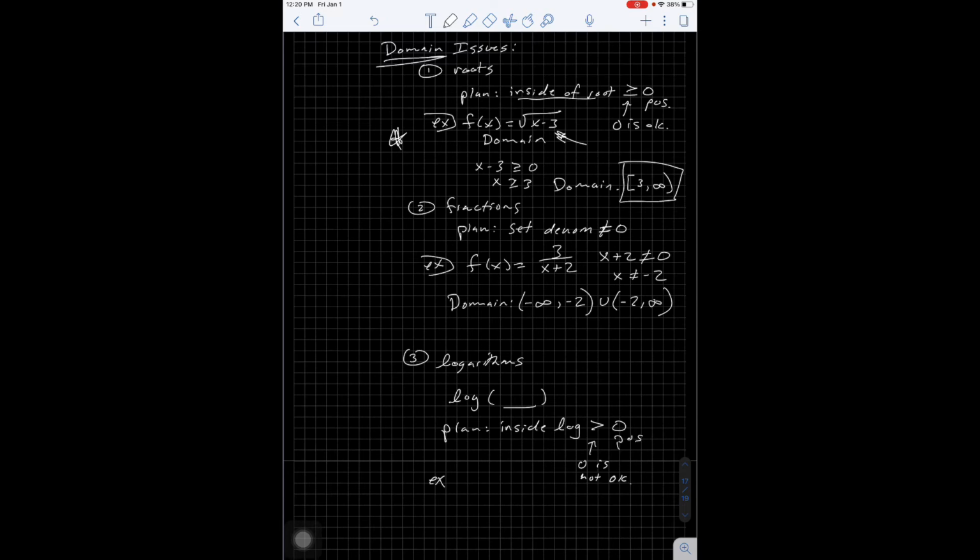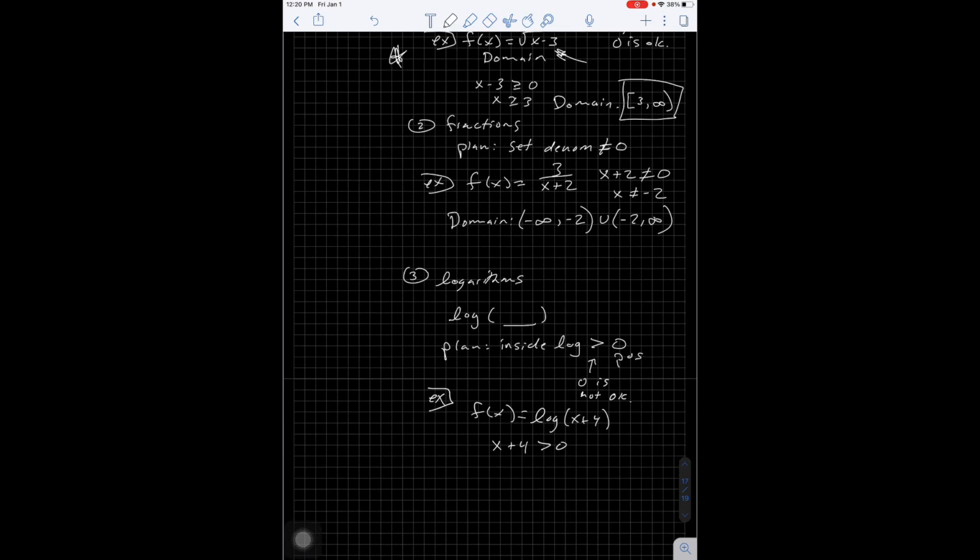So an example is if we have f of x equals the log of x plus 4, then I take that stuff inside the log and make it strictly greater than 0. So x is going to be greater than negative 4, or in interval notation, negative 4 up to infinity. And this is the domain.